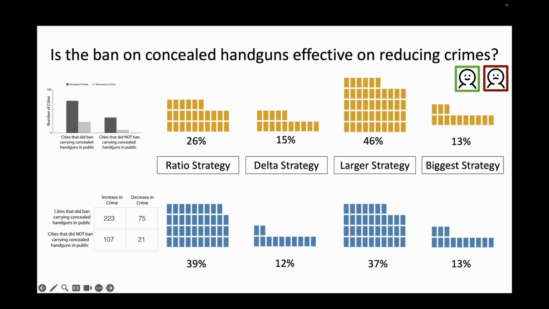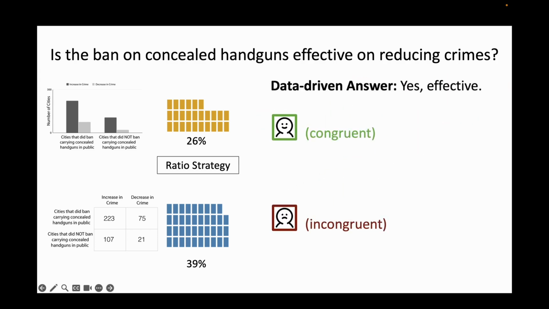The data depicted in this example about guns and the effectiveness of a concealed weapon ban legislation is a strongly belief-triggering topic. So, in addition to relying on reasoning strategies, people might also rely on their prior belief to decide whether or not they agree that the concealed handgun ban was effective or not. And it turns out, people do rely on their prior belief when answering this question. So the data-driven answer for this is that the ban is effective in reducing crimes.